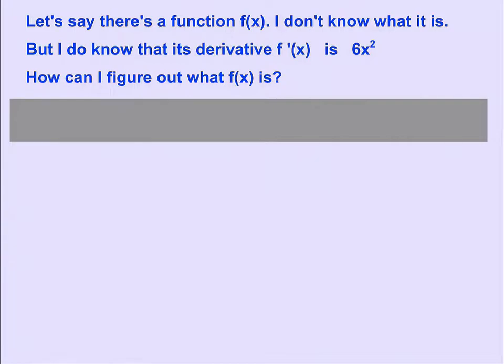So let's say there's a function, f of x. I don't know what it is, but I do know that its derivative, f prime of x, is 6x squared. How can I figure out what f of x is?